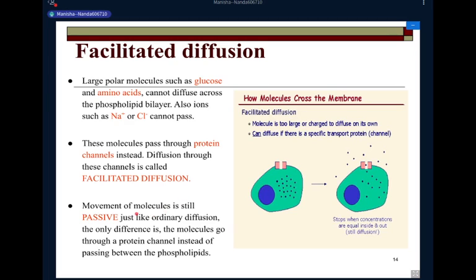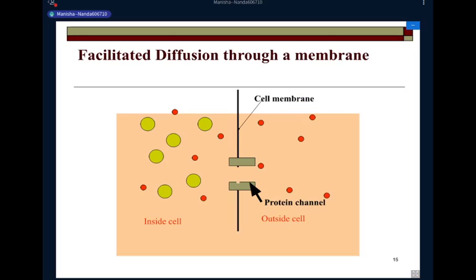Movement of molecules is still passive. It is not requiring energy. Just like ordinary diffusion, the only difference is the molecules move through a protein channel instead of passing between the phospholipids, right? So in this figure, you can see how facilitated diffusion occurs. You can see the movement of, say, ions across the membrane from inside of the cell to the cell exterior. But you'll see that these molecules are allowed to move through the membrane with the assistance of this membrane protein. So this is called facilitated diffusion.